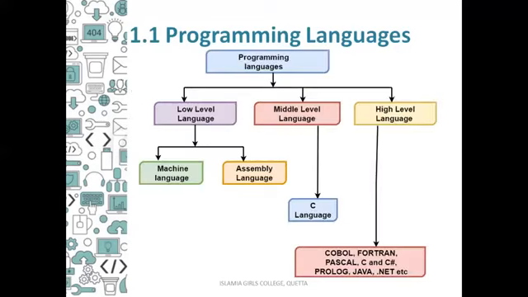So this was the introduction of programming languages. And these are the different categories. Programming languages are divided into three categories. First is the low level language, then the middle level language, and the high level language. In the low level language, we will study machine language and assembly language. In the middle level language, we will study the C language, which is our main target of this course. And then we will see some high level languages such as COBOL, Fortran, Pascal, and C Sharp.